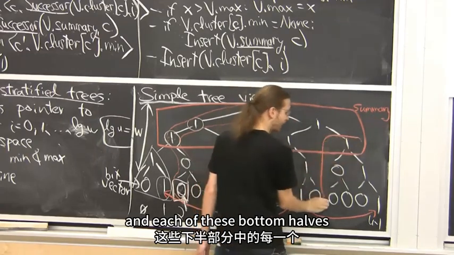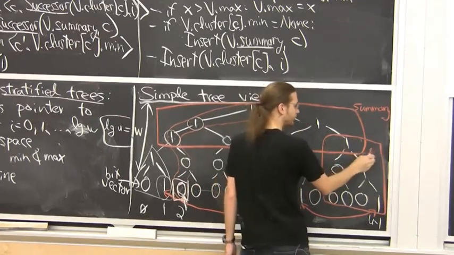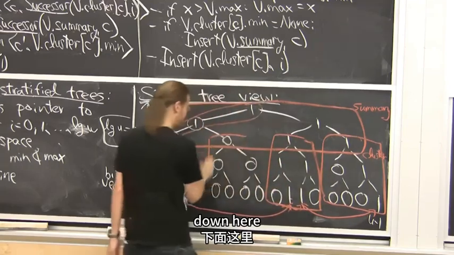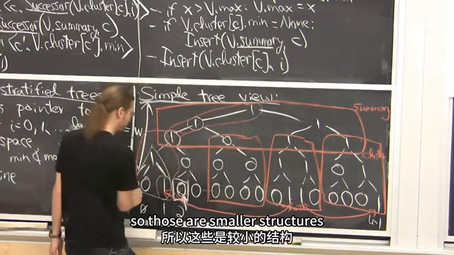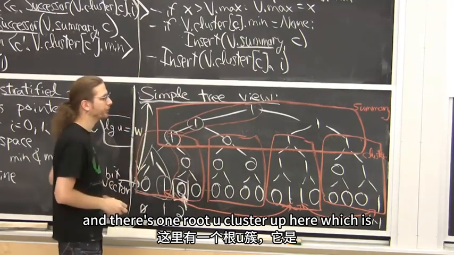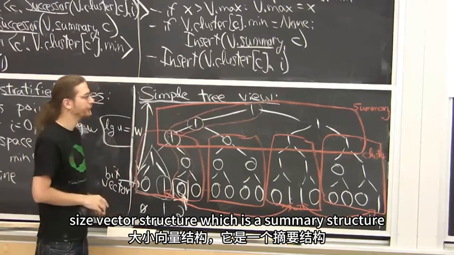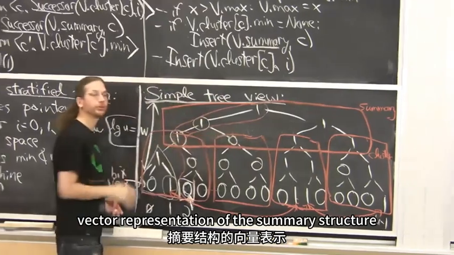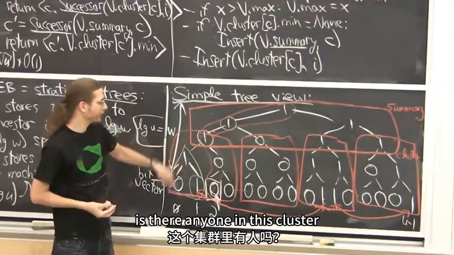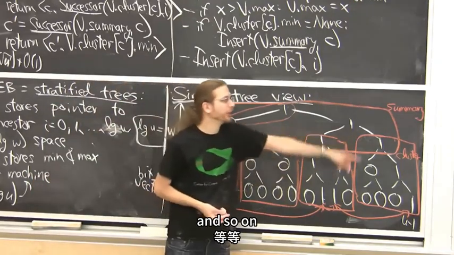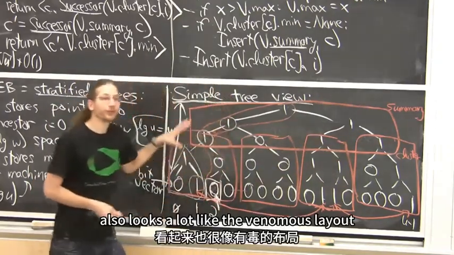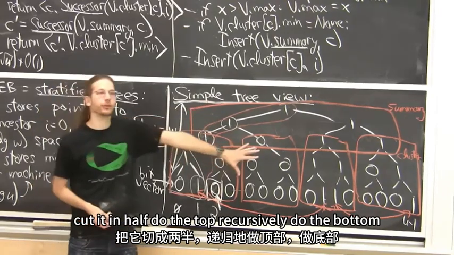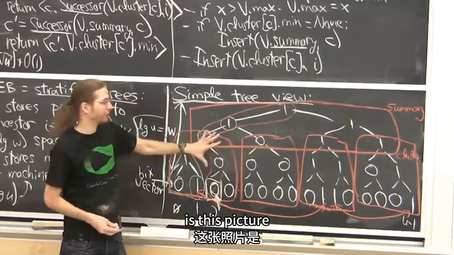And each of these bottom halves is a cluster. There are root u clusters down here. Those are smaller structures, and there's one root u cluster up here, or one root u size Van Emde Boas structure, which is a summary structure. These bits here are really the bit vector representation of the summary structure. Is there anyone in this cluster? Is there anyone in this cluster? And so on. This, of course, also looks a lot like the van Emde Boas layout. Take a binary tree, cut it in half, do the top, recursively do the bottom. So that's why it's called the van Emde Boas layout, is this picture.